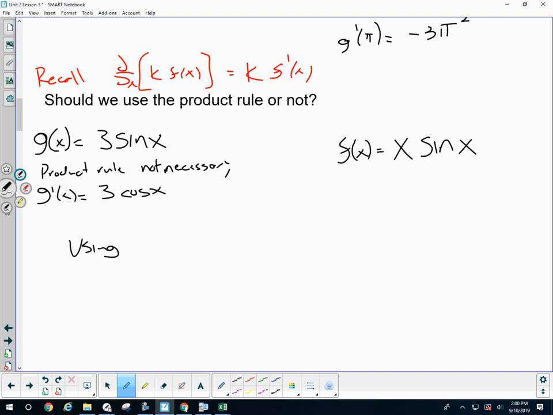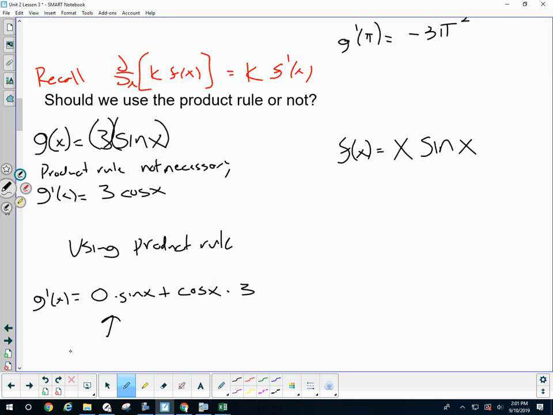Using the product rule, you would get, thinking of 3 as being your first and sine as being the second, I use parentheses to denote what's first and what's second. We'd have the derivative of 3, which is 0, times sine, plus the derivative of sine, which is cosine, times 3. Notice the 0 times sine goes away. I just get 3 cos x, the same as I get here. But this is not necessary. Just more work than necessary.